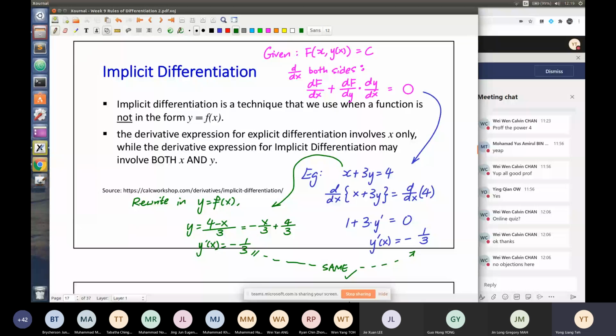Questions? So I just do a simple demonstration using the implicit differentiation form, which is actually just engaging the chain rule.